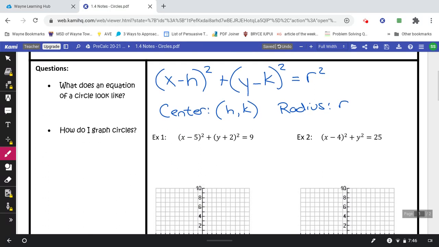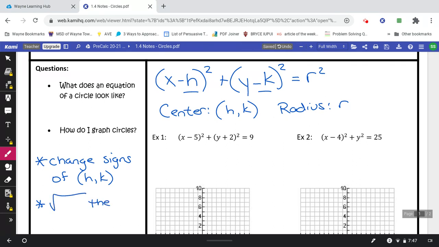So how do I graph a circle? Anytime we need to graph a circle, you need to make sure you know the center and the radius. Now, with the center, the h and k, if you look up here, it's the opposite sign with that minus. So just make sure you change the sign of the h and k as you pull it from the equation into the ordered pair. We are also going to need to square root the number to get the radius.